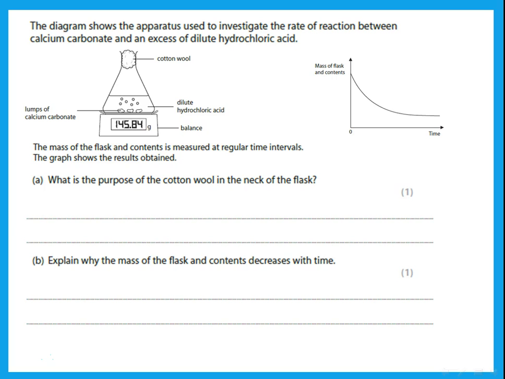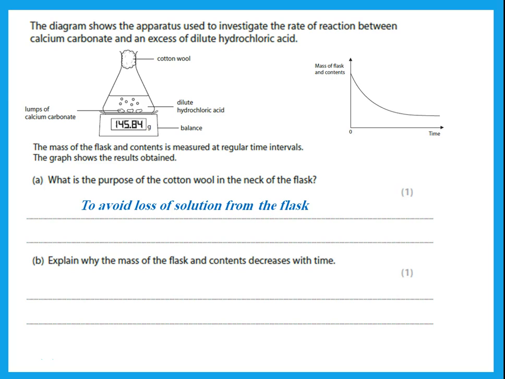You remember that? Okay, the other question says the diagram shows the apparatus used to investigate the rate of reaction between calcium carbonate and excess acid. So here he has it on a balance and he's drawing the graph of mass of contents. The mass of the flask and the contents is measured at regular time intervals, and the graph shows the results. We said, what is the purpose of the cotton wool that you put in the neck of the flask? Remember that this is a reaction that is giving out a gas. So we said when we have this, this is to avoid loss of solution from the flask by splashing.